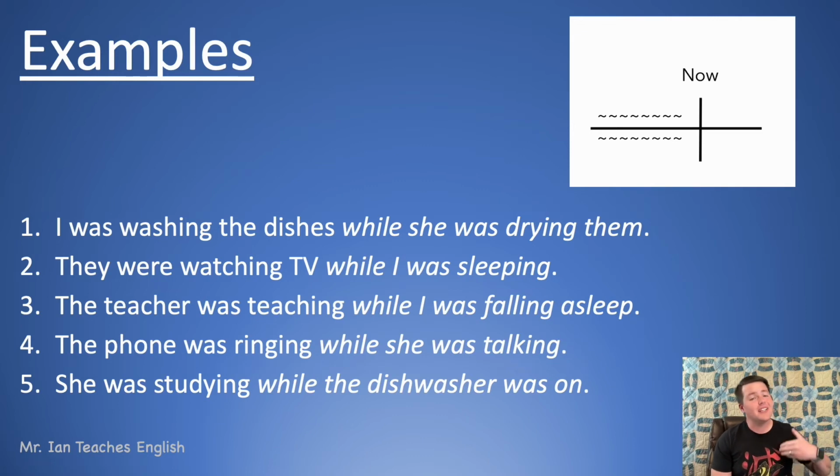Notice, number 5, I did not use a continuous tense here. I just used the simple past. Why? Because the verb be is a stative verb. We just don't use it in the continuous. Well, sometimes, but it's pretty rare. So here, I'm going to choose to use just the simple past because it's a non-action. I'm not going to use it in the continuous form.